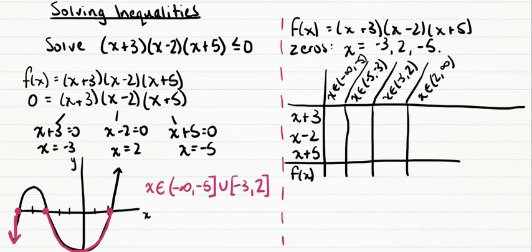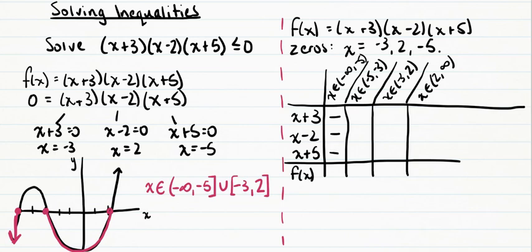So the first one, I would have -10 plus 3. That gives me a negative result. It doesn't really matter what the number is, just whether it's positive or negative. The second factor, I have -10 minus 2. That's definitely a negative value. And the third factor, I have -10 plus 5, and that's also a negative value.